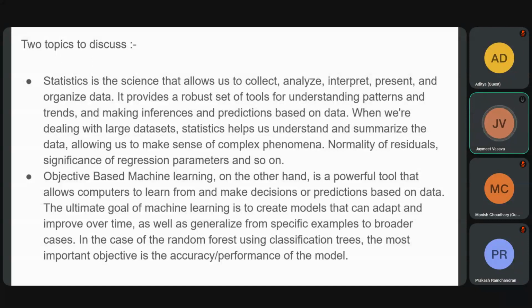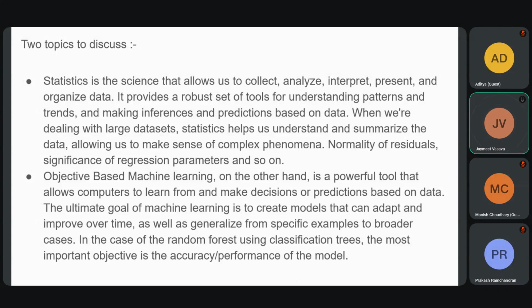Two of the topics that we'll discuss before starting the advanced topics are statistic-based learning and objective-based learning. In statistic-based learning, we collect, analyze, interpret, present, and organize the data. It provides a robust set of tools for understanding patterns and making inferences and predictions based on the data that we are working with.